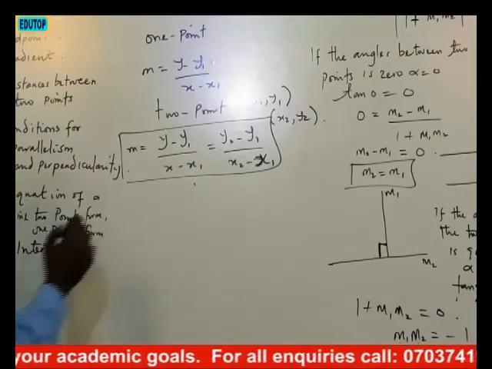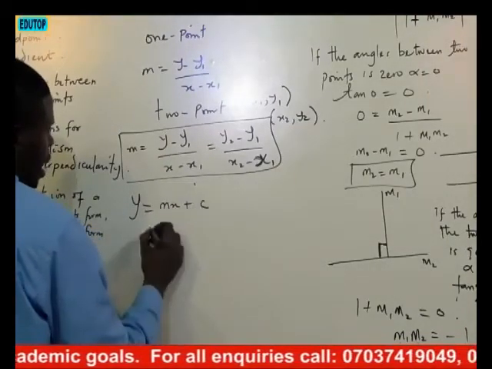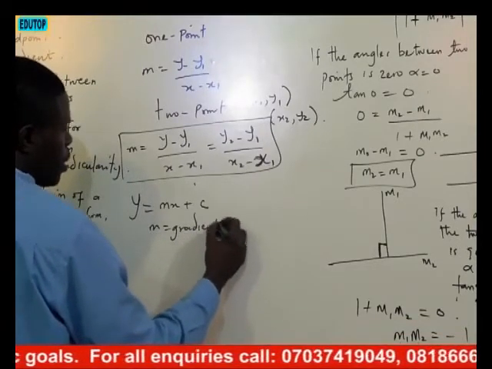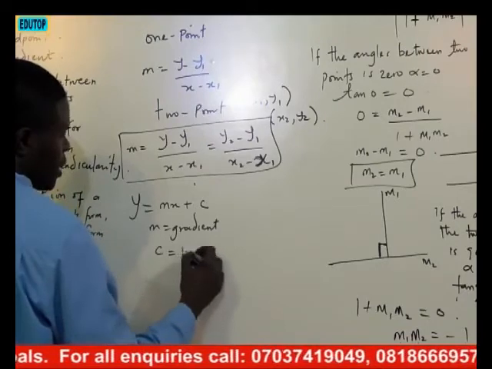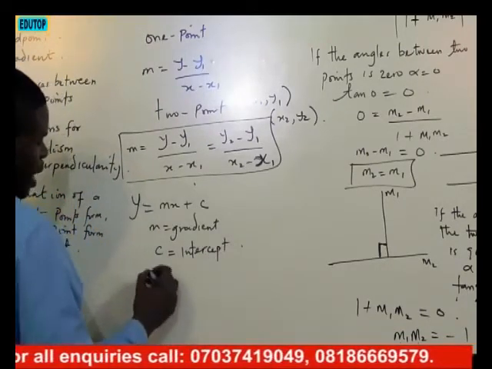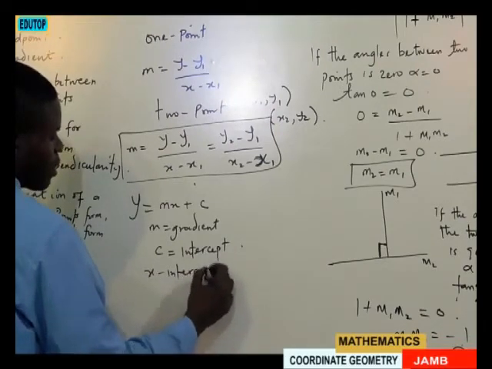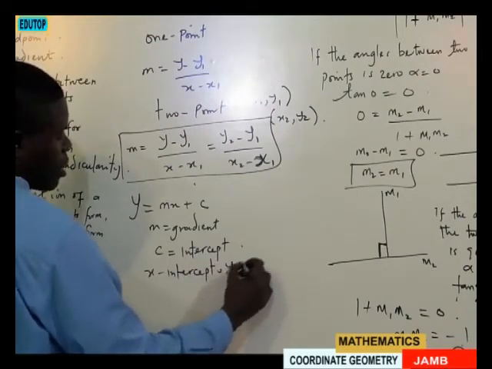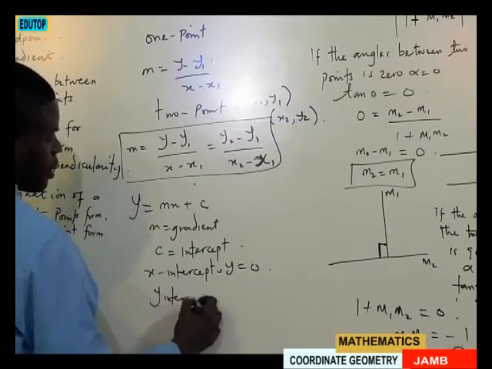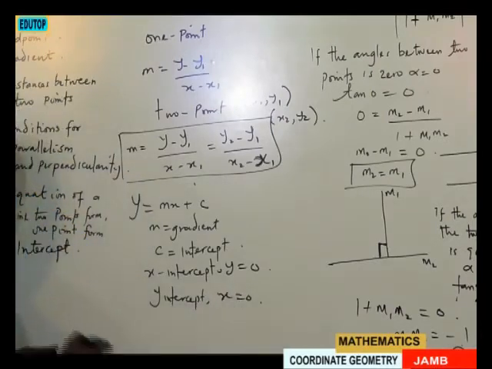Then I said earlier that y equals mx plus c, m is the gradient, and c is the what? Intercept. And we have two intercepts. We have the x-intercept, that's when our y is 0. Then we have our y-intercept, that's when x is 0. Take note of that fact.